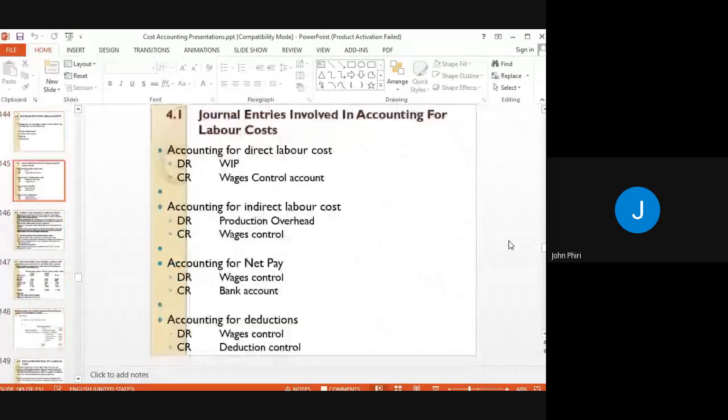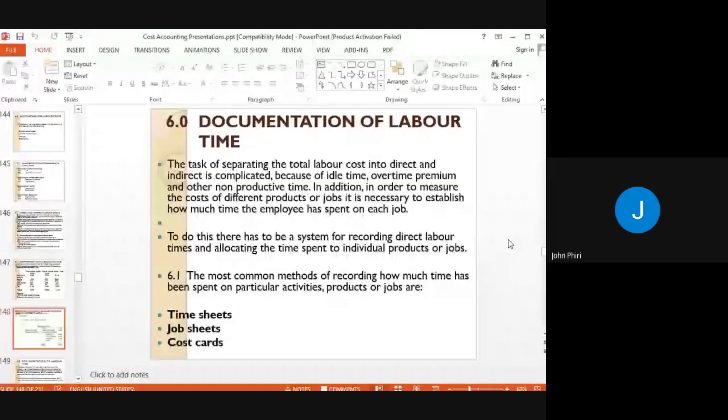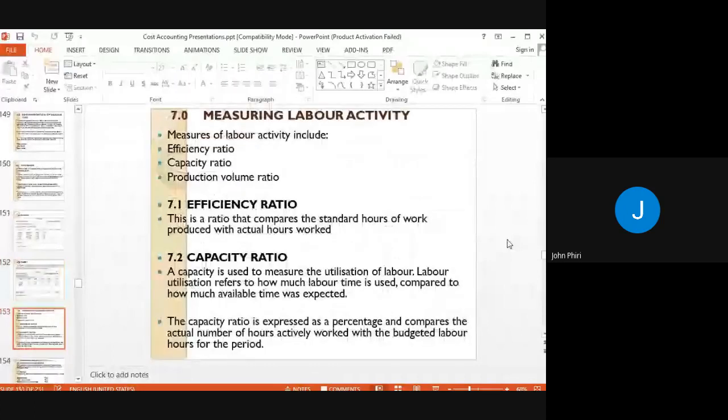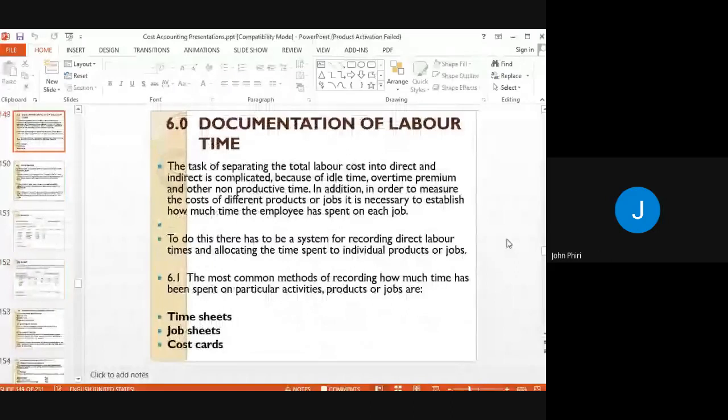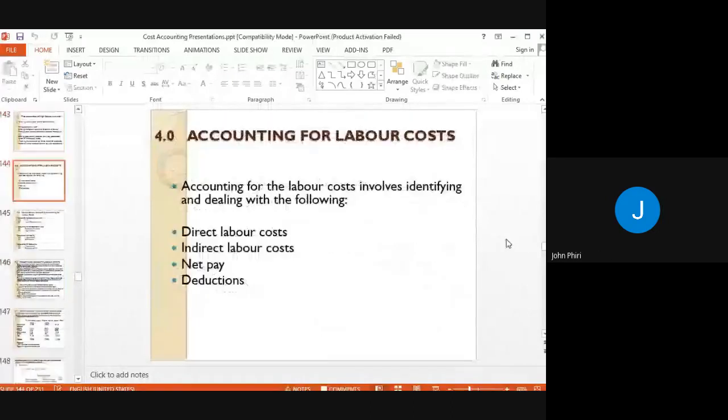Now, the next one. We do it physically. The one that has to do with accounting for labor costs, how to calculate your payslip. So is it possible we could start from there? Yes, sir. Okay. Joseph says we should start from there. Everybody agreeable? So come and remind me, we are supposed to start from accounting for labor costs.